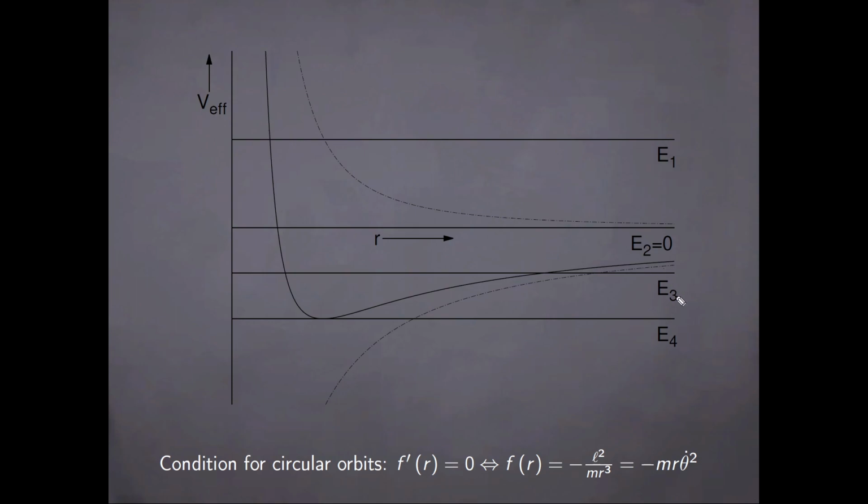Now, in case of negative energy, as is illustrated by the line corresponding to E3, the motion is bounded. So the radius vector oscillates between the points corresponding to two circles, one the minimal radius at perihelion and the maximal radius located at aphelion.